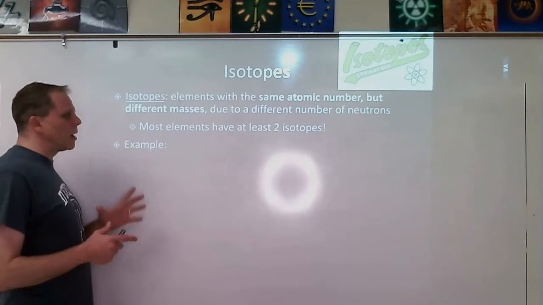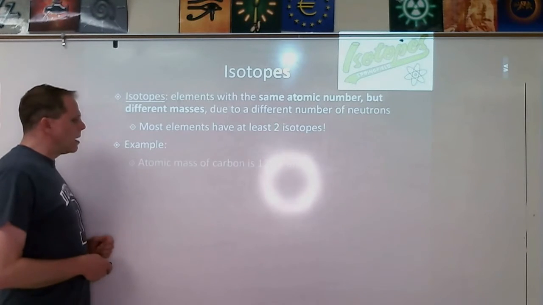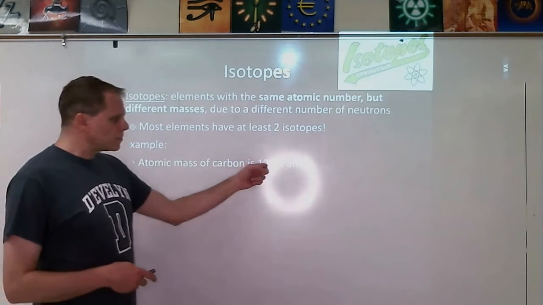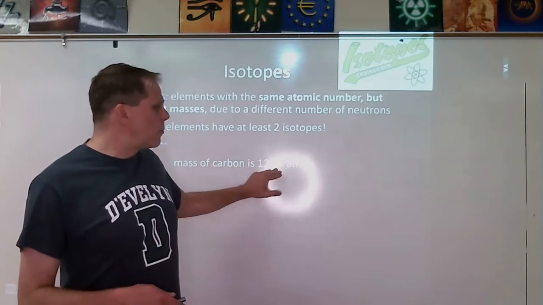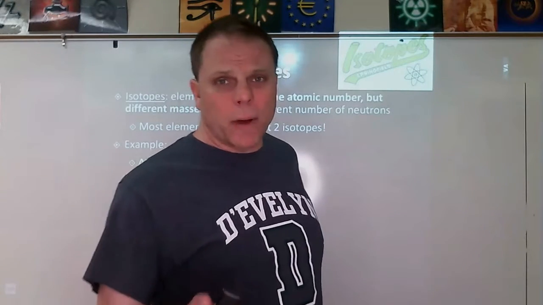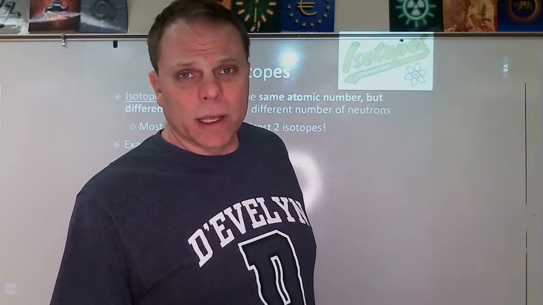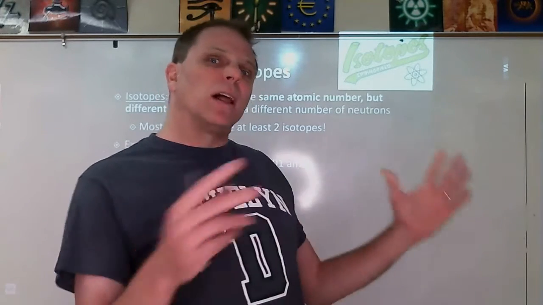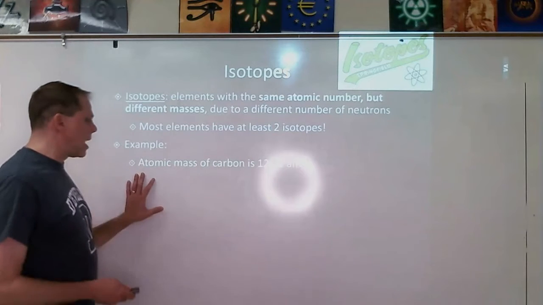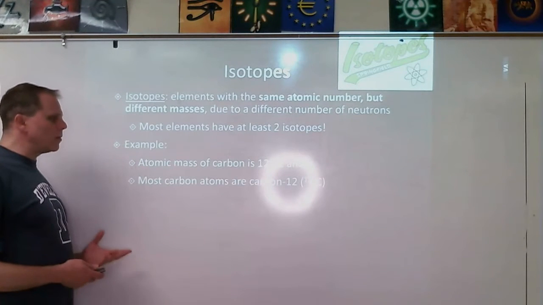Most elements have at least 2 isotopes. Like I said, some have a lot more. Here's an example. If we look at carbon, carbon's mass is 12.01 AMU. We haven't talked about what AMU means yet. We will hear it a bit, but just know that it's a relative mass, okay? So 12.01 is its mass. So where do we get that?